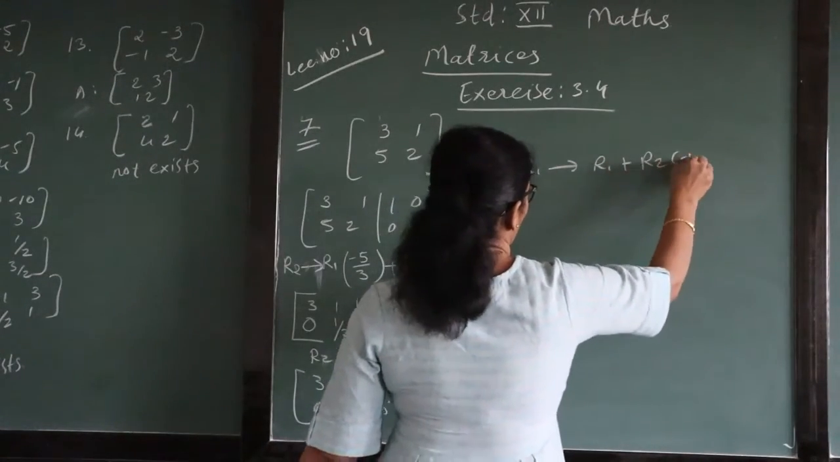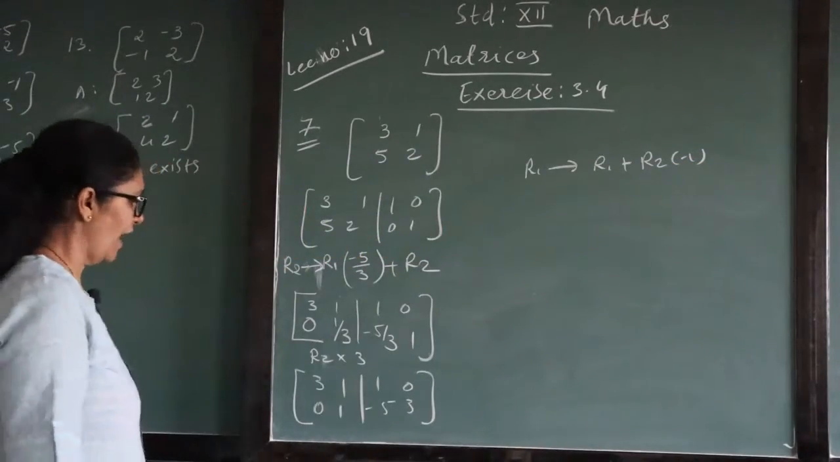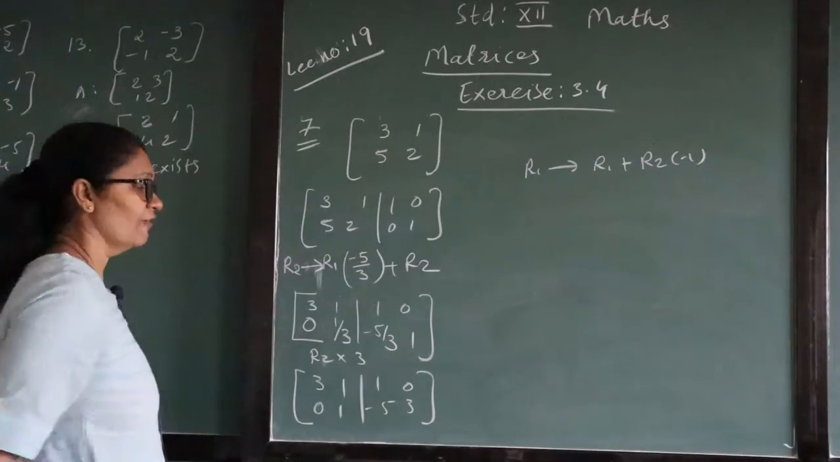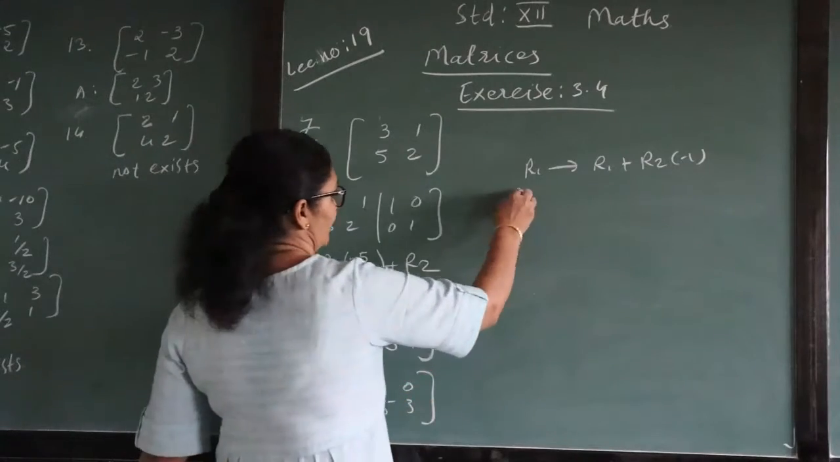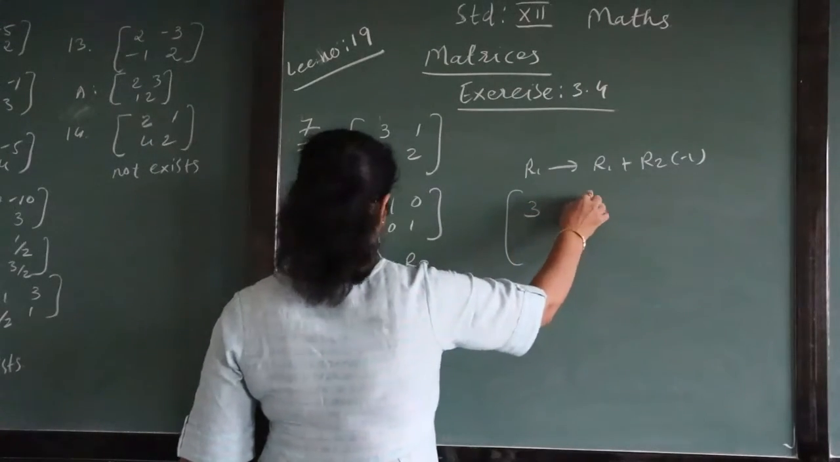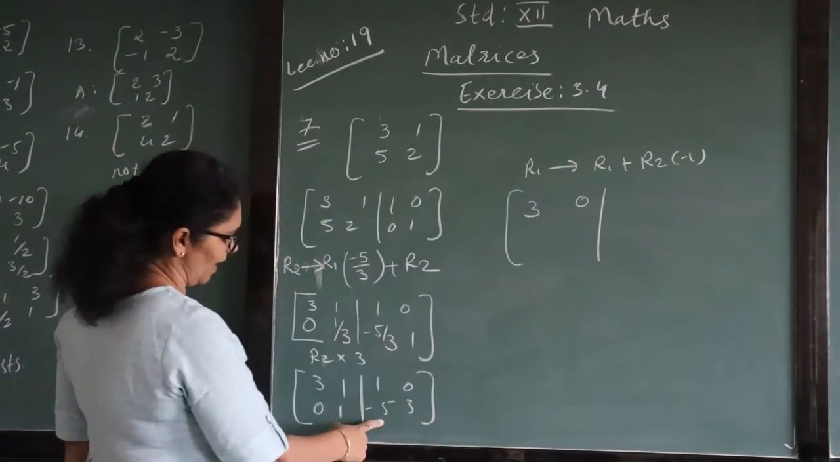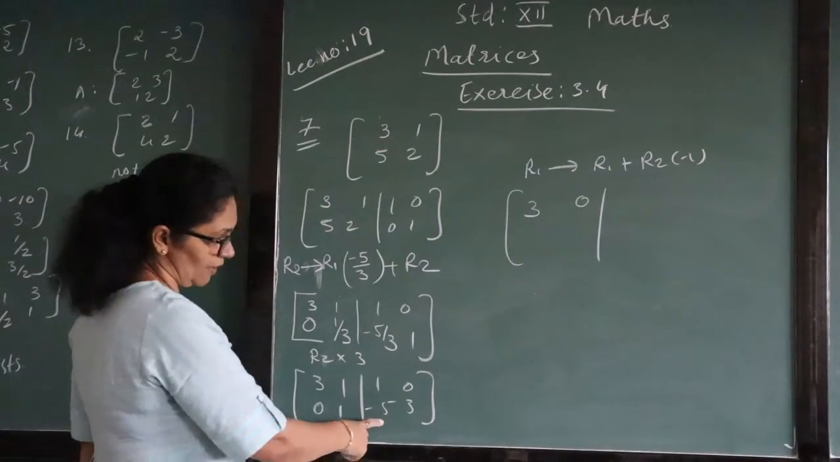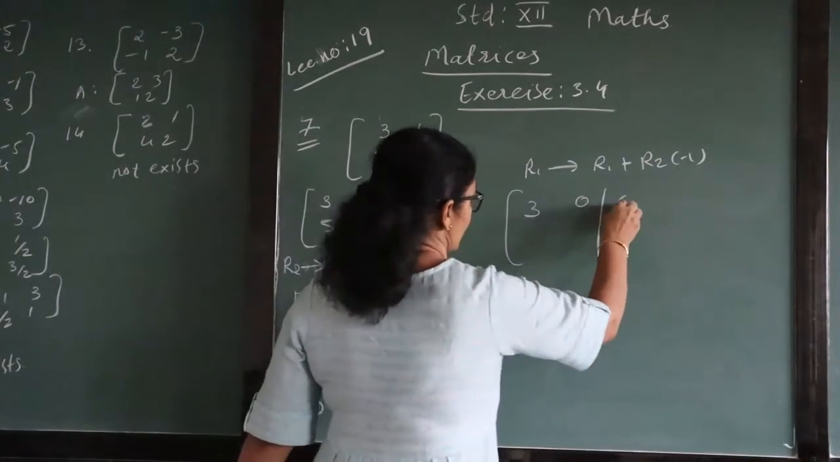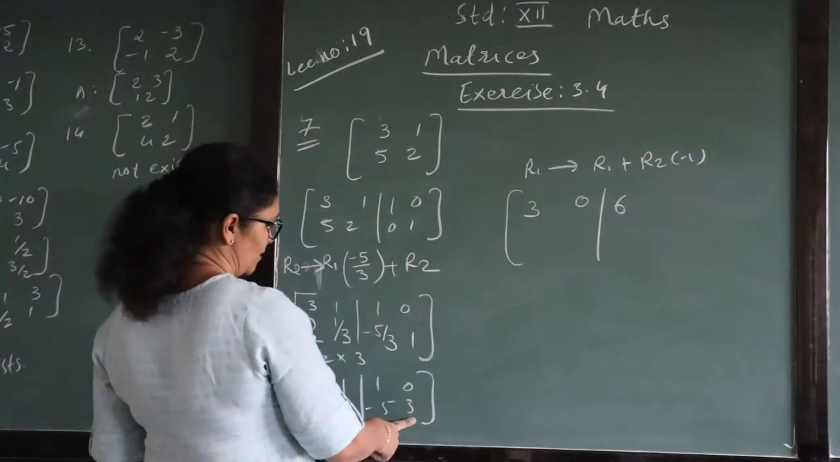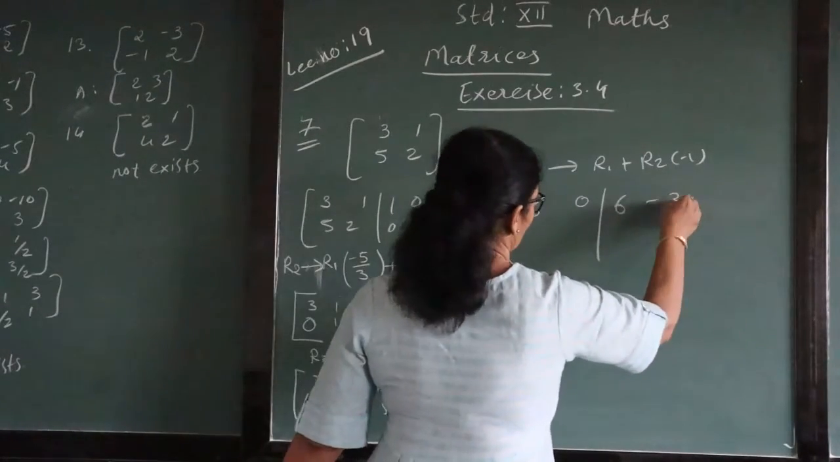R2 multiply by minus 1 and added in R1. You can write this thing in words also, no problem. Okay, 3 0. Now this multiply with minus 1. So minus 5 became plus 5, plus 1 is 6. 3 multiply by minus 1, minus 3, added in 0, this.